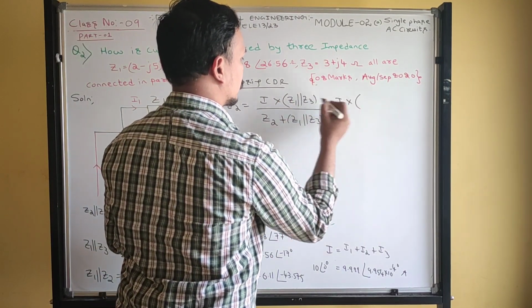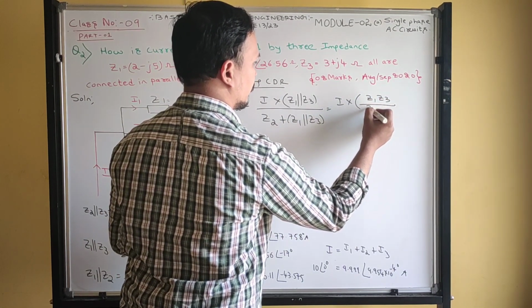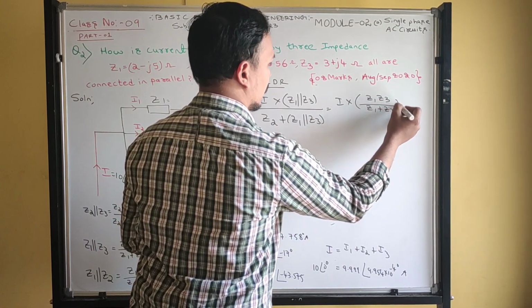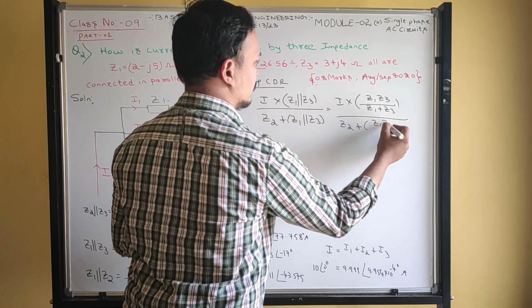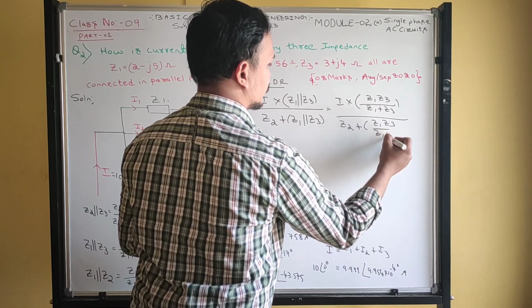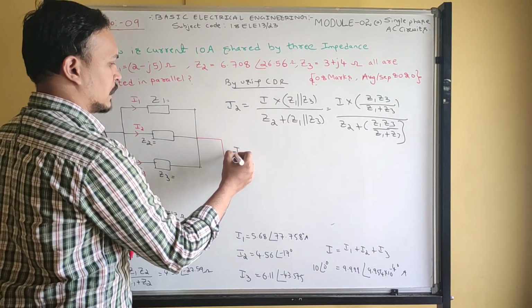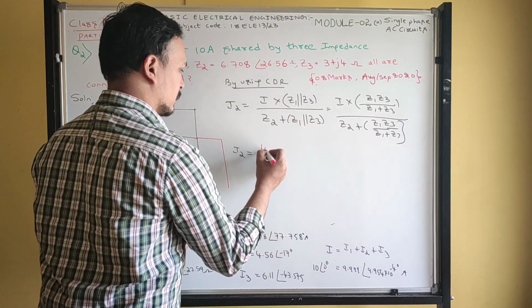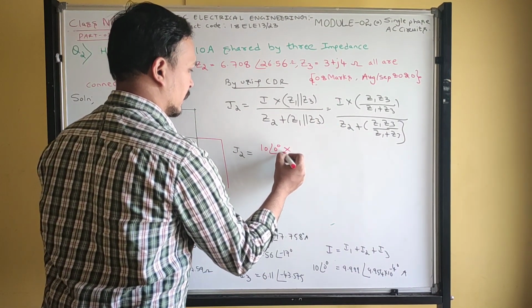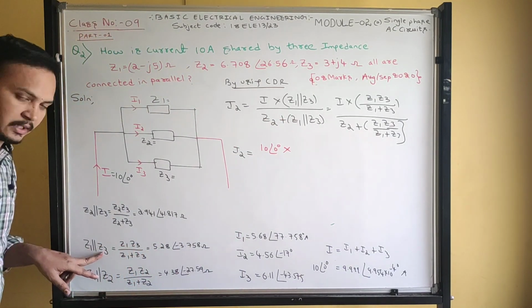Now split this. Supply current into two impedances in parallel: numerator multiplication, denominator addition. Okay. All divided by Z2 plus Z1 Z3 divided by Z1 plus Z3. So now substitute all the values. What is the supply current? 10 at an angle 0 degree into Z1 parallel Z3, which I already did.